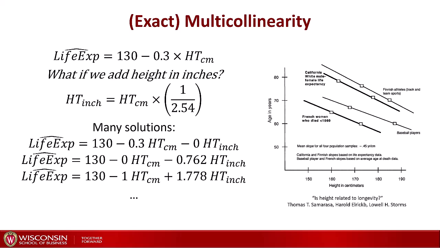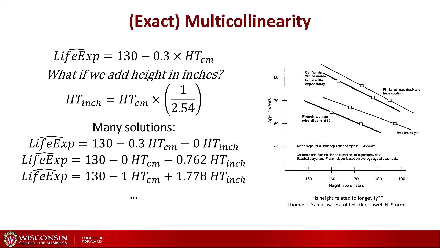If we take both of these variables, which are collinear, we'll find many solutions to the regression equation. For instance, we could have the first regression equation, so 130 minus 0.3 times height in centimeters, minus 0 times the height in inches. So the 0 cancels out the height in inches, and we have the first regression equation. But we could also put 0 in front of height in centimeters and have minus 0.76 times height in inches and find exactly the same results. Or we could have minus 1 for height in centimeters and plus 1.77 for the height in inches.